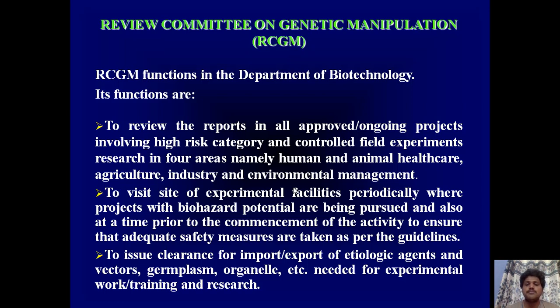To visit the site of the experimental facilities periodically where the projects with biohazard potential are being pursued, and also at the time prior to the commencement of the activity, to ensure that adequate safety precautions or measures have been taken as per the guidelines. Then to issue a clearance for import or export of etiological agents, vectors, germplasm, organelle, etc. needed for experimental work, training, and research.